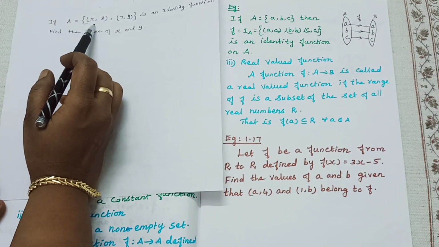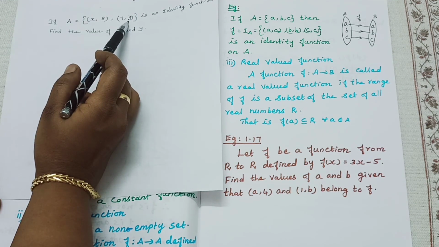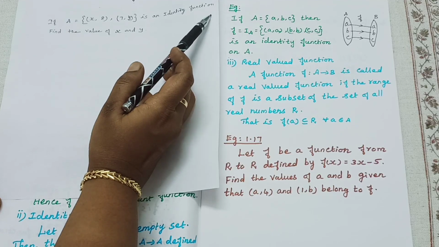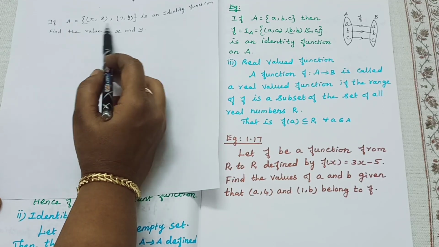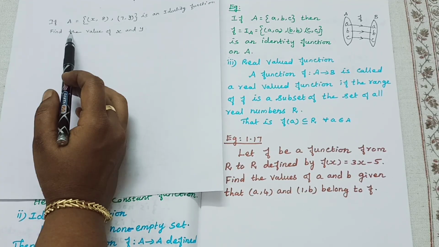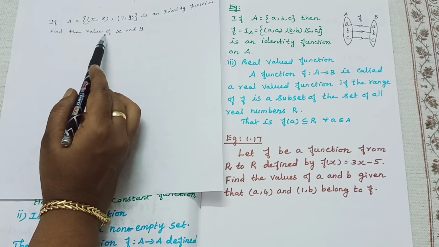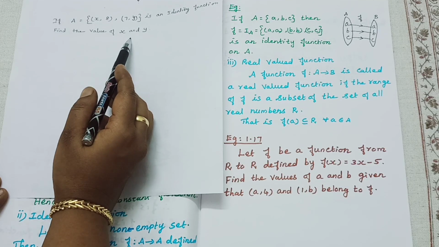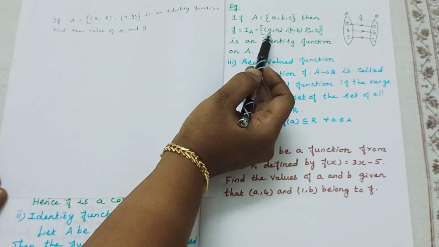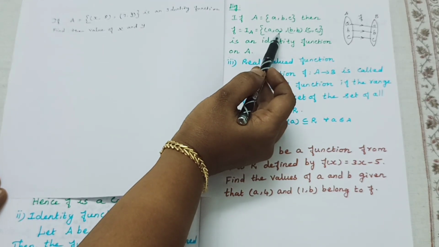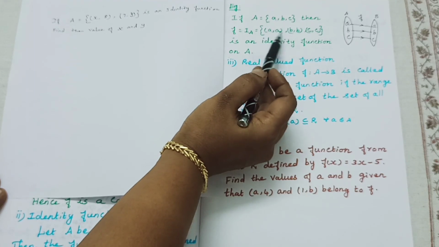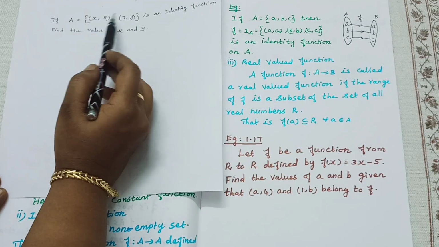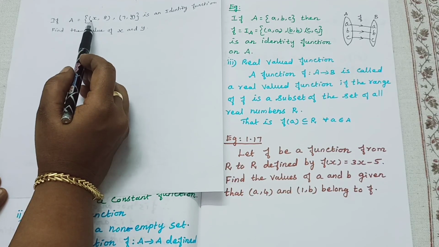Find the value of x and y. Already we learned here a and here f of a, both values will be the same, isn't it? Identity function means that. So what's the answer we can write? Solution: x equal to what's the answer? 8, isn't it? x comma x. That means here x equal to 8.